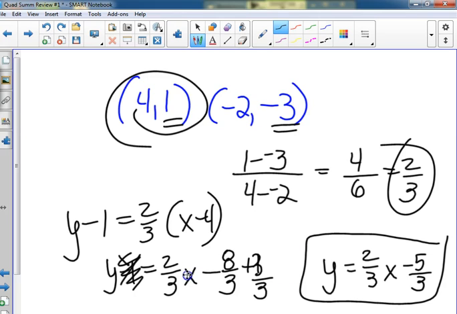I think. How could I check that that was right? I could plug this point in and this point in and make sure they both work, right? And by plug it in, I mean put a 4 in here and make sure it comes out 1. I'd get 8/3 minus 5/3 is 3/3, which is 1. Then put a -2 in here and make sure it comes out -3. I get -4/3 minus 5/3 is -9/3, which is -3.